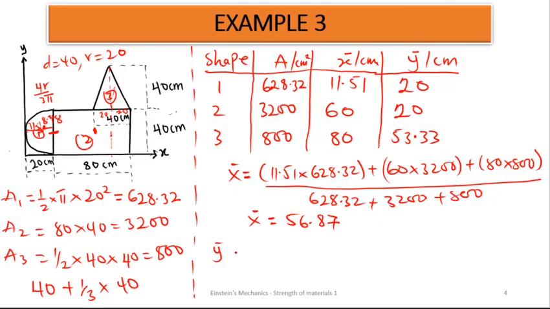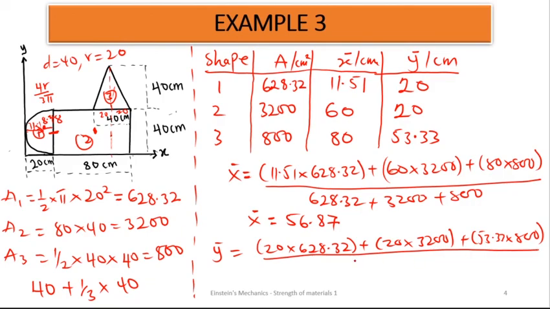That's 20 by 628.32 plus 20 by 3200 plus 53.33 by 800. Everything on the area 628.32 plus 3200 plus 800, and your y bar is 25.76.